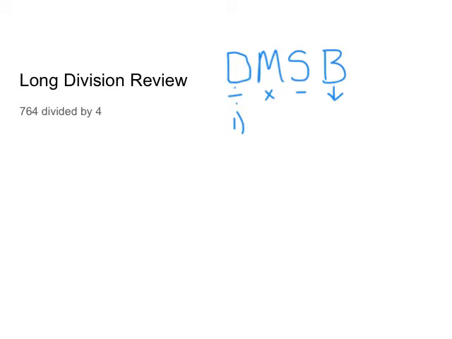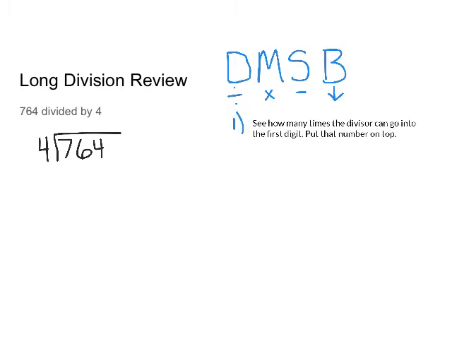Okay, so the first thing I'm going to do is set up my problem. So I have 764, that's my dividend, divided by 4, that's my divisor. So I'm going to see how many times my divisor, 4, can go into the first digit. So how many times can 4 go into 7? Well, 4, 8, 12, 16, it can only go in once before it gets too big at 8. So I'm going to put a 1 up top.